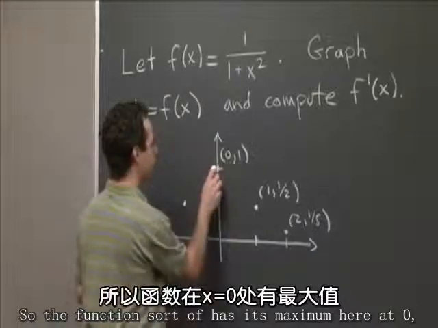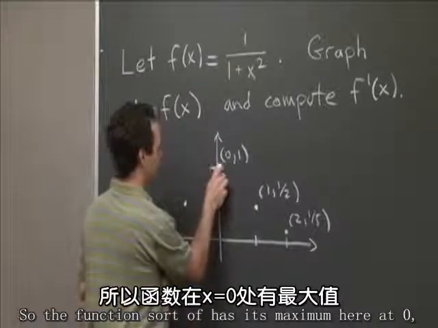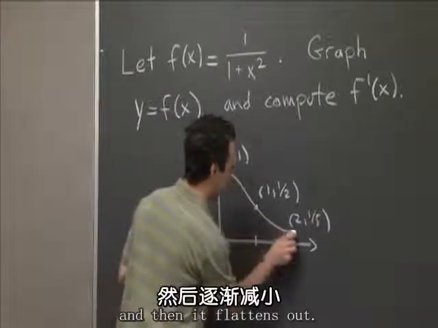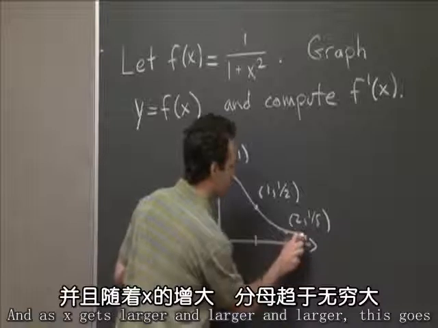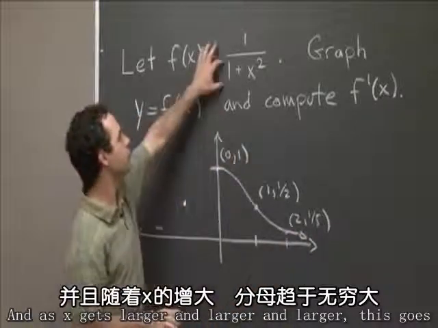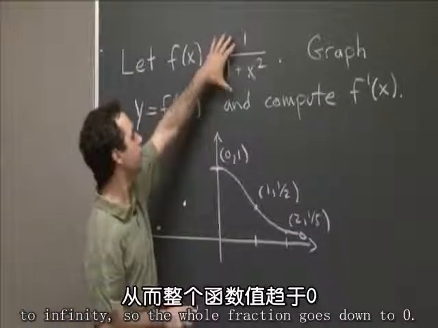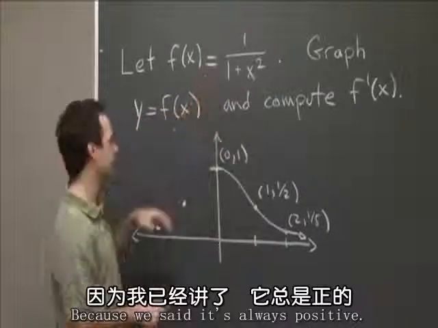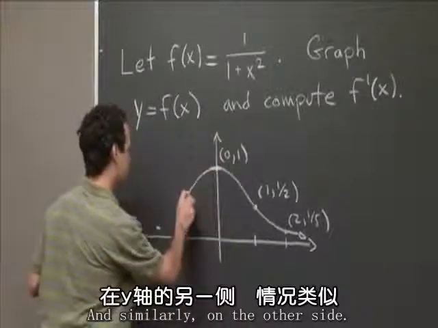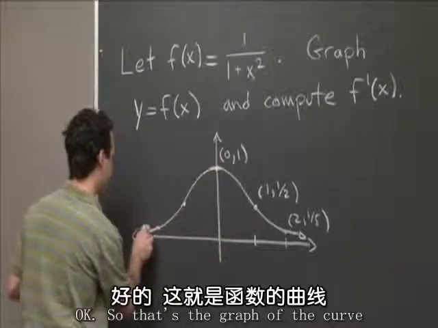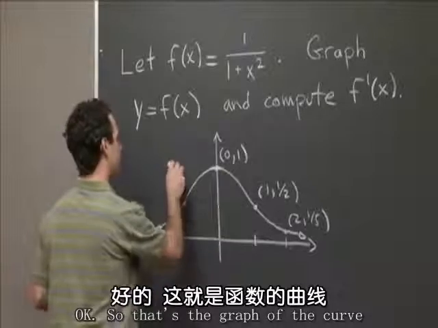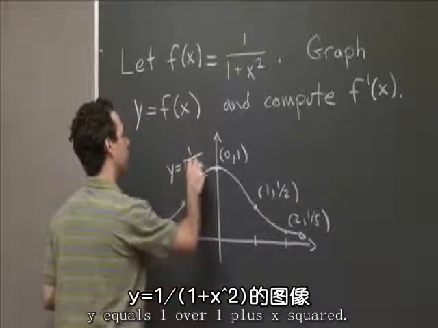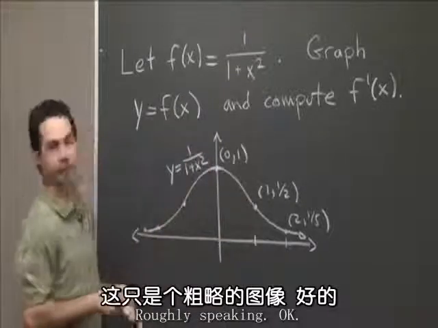So the function has its maximum here at 0, and then it flattens out. And as x gets larger and larger, the denominator goes to infinity, so the whole fraction goes down to 0. But it never reaches it, because we said it's always positive. And similarly on the other side. OK, so that's the graph of the curve y equals 1 over 1 plus x squared, roughly speaking.